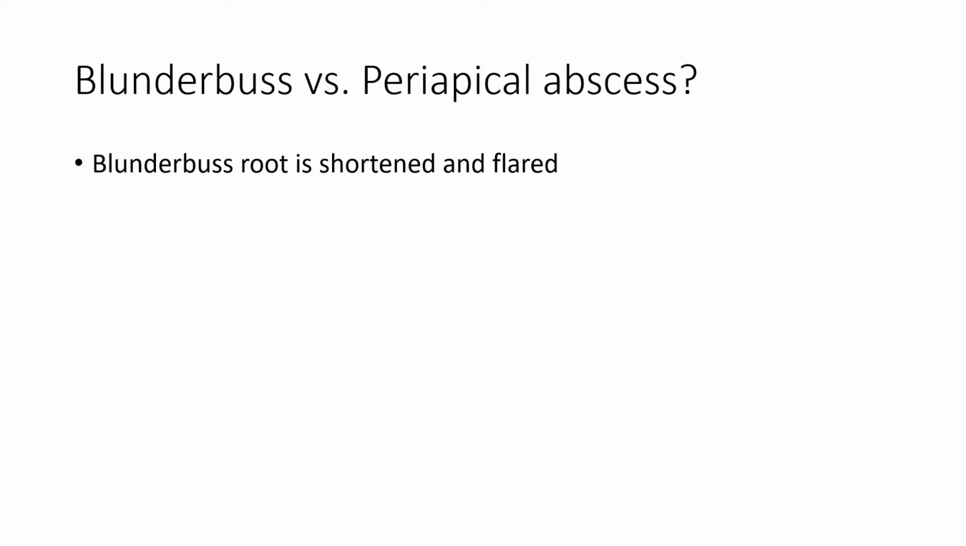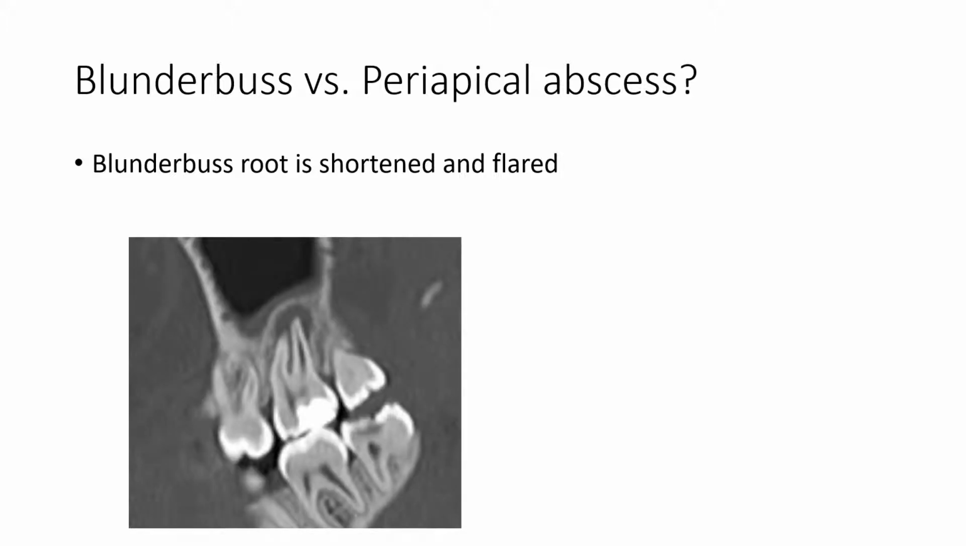So let's look at the blunderbuss apex versus the periapical abscess. So a blunderbuss apex is short and flared. So what do we have here? We have a tooth that has lucency around the root. The root doesn't appear to be significantly shortened. Maybe you'd argue it looks a little short. It's certainly not flared. If anything, it might be just a little blunted there.